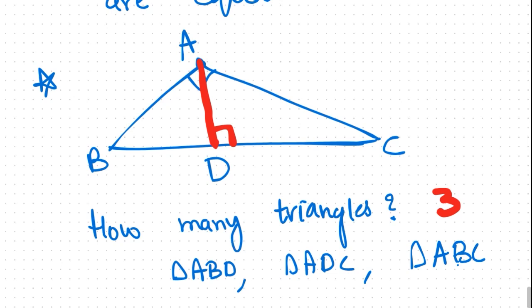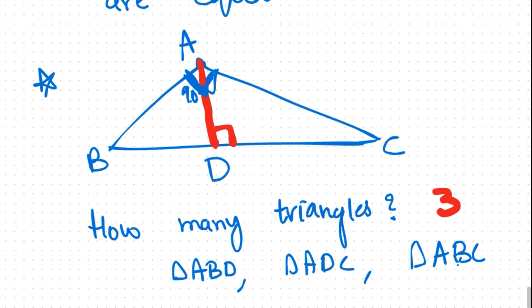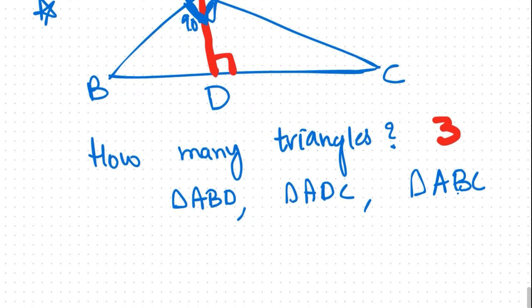The thing is, whenever you drop a perpendicular from the 90-degree angle, if you drop an altitude, all the triangles that you see, left, right, and the bigger one, are all similar to each other. Try to remember this. They are all similar. Let us understand why.